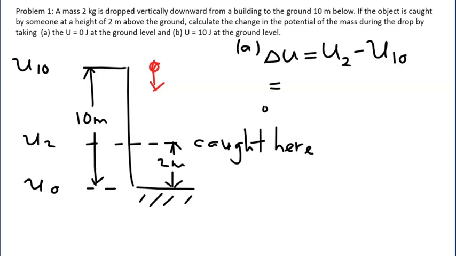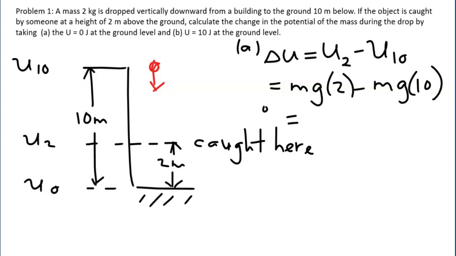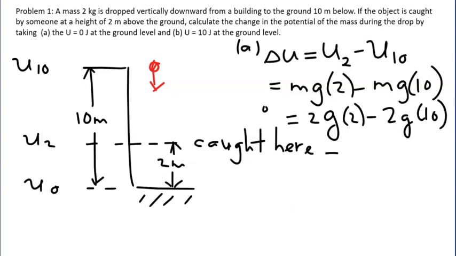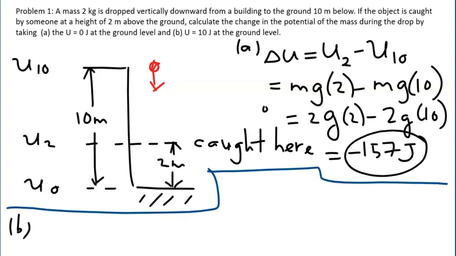So at 2 meters, the potential energy is given by m times gravitational acceleration times 2. And U10 is mg10. Now because m is 2, so 2 times gravity times 2 minus 2 times gravity times 10. And that will give you minus 157 joules. Now we want to repeat the calculation, but now here the ground level is 10 joules. It's no longer 0 joules. So all the subsequent levels are raised by 10 joules.